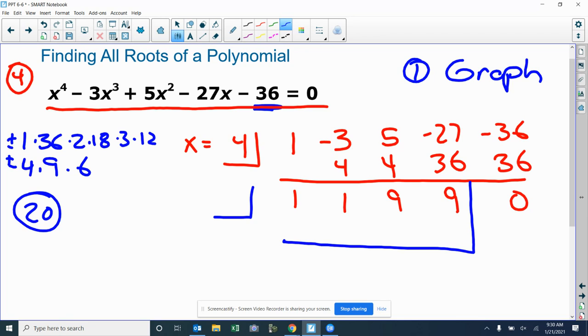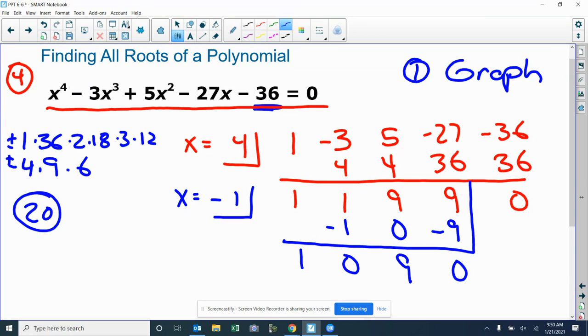Remember, we're going to use what's left over. Got another one, anyone? Look like another spot? -1. -1, let's try it, -1. Okay, we'll see if that one works. 1 comes down, -1 here, that gives me 0. 0 times -1 would be 0, that gives me 9. That gives me -9, that gives, woohoo!